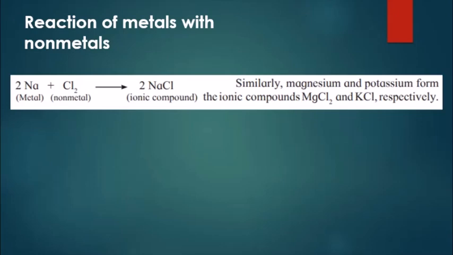If we take Na, that is sodium metal, and Cl, a non-metal, chlorine combines with Na. Na loses an electron, chlorine gains the electron, and it forms an ionic compound, that is NaCl. In the same way, Mg and Cl also react to form MgCl. K and Cl also react and combine to form KCl.